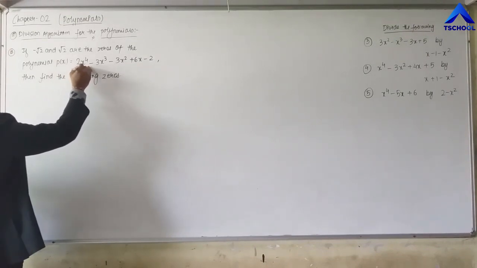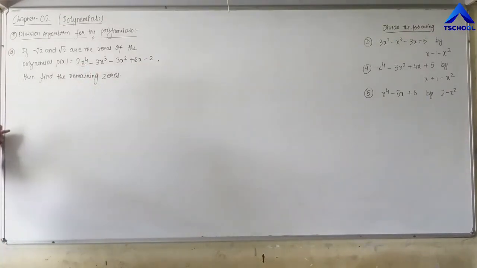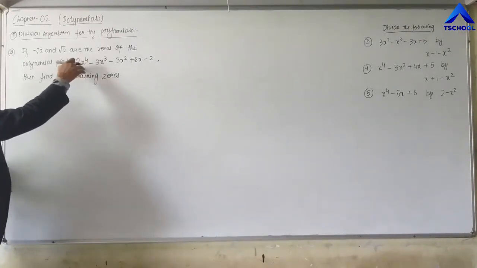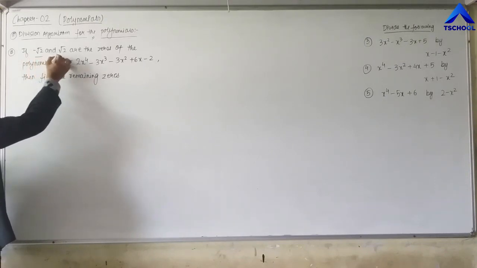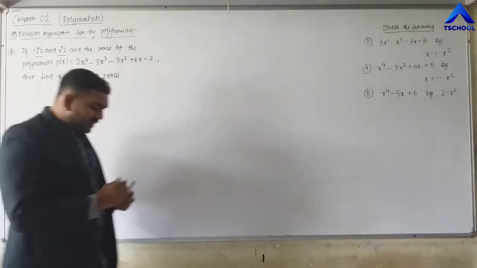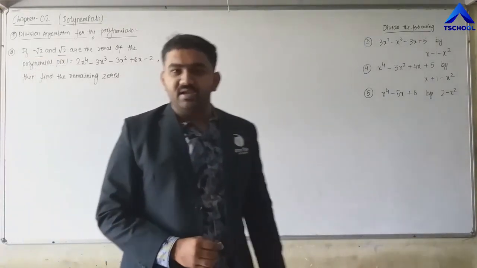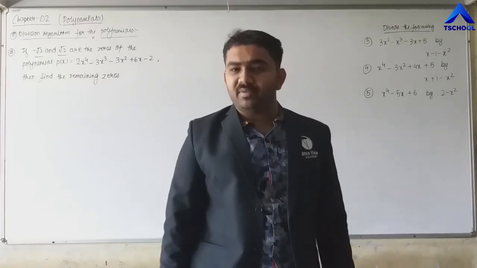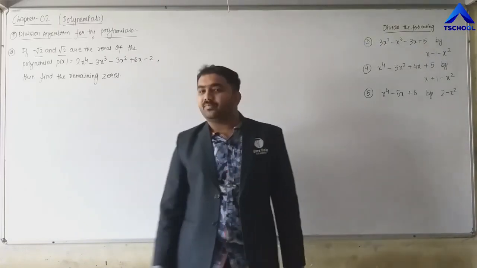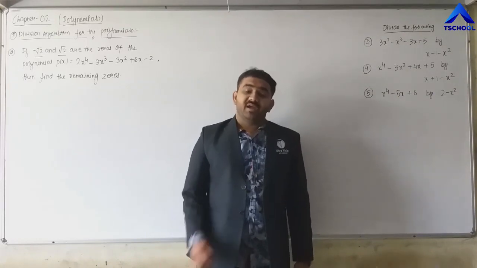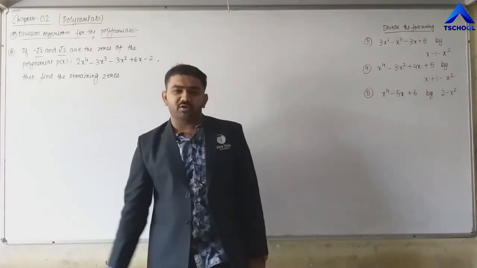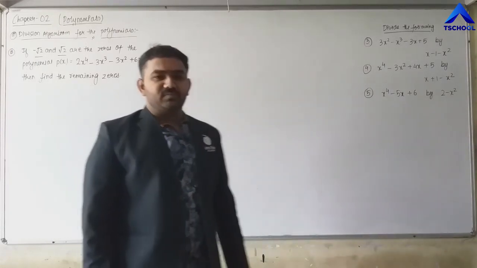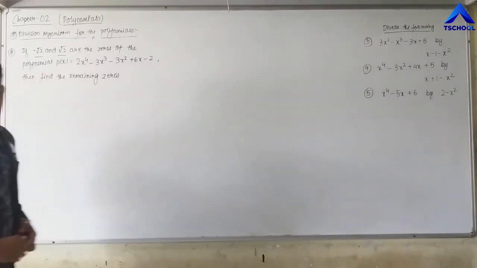See, the highest power is 4 here, so we have a polynomial of degree 4. How many zeros are given? Minus root 2 and root 2. If a polynomial is of degree 4, then it will have how many zeros? 4 zeros. Two of them are already given to us, that is minus root 2 and root 2. We need to find the remaining 2.